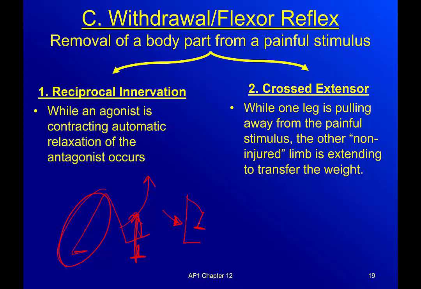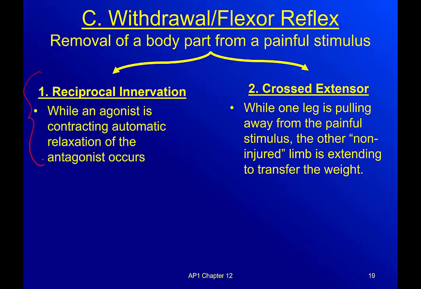The pain is getting to my brain, telling this leg to contract, but at the same time, it's going across my body to the opposite leg, telling it, hey, I need you to catch me. So we've got several things happening. We've got reciprocal innervation. While the agonist is contracting, automatic relaxation of the antagonist is happening. If I need to bend my leg away from the painful stimulus, if I need to bend my leg away from the tack, the muscle that normally straightens my leg, I need that to shut off.